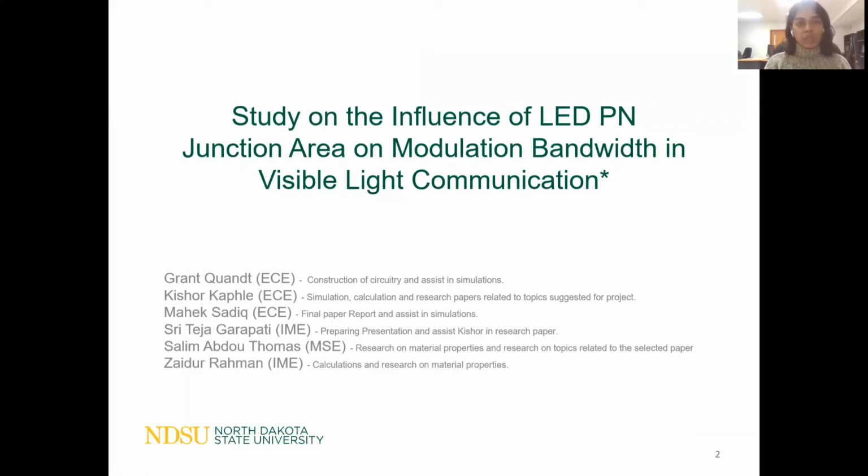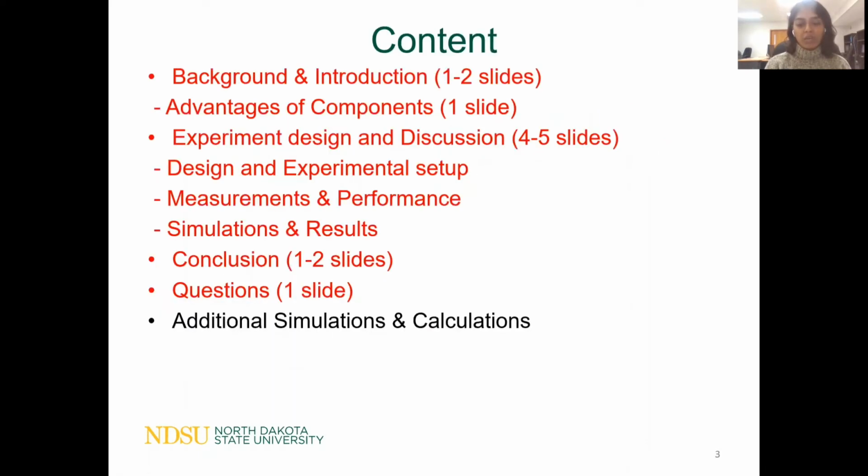Hello everyone. Today, my teammates and I are going to be discussing a paper on a study on the influence of LED PN junction area on modulation bandwidth in visible light communication.